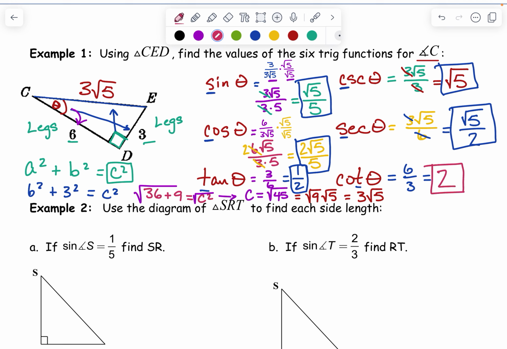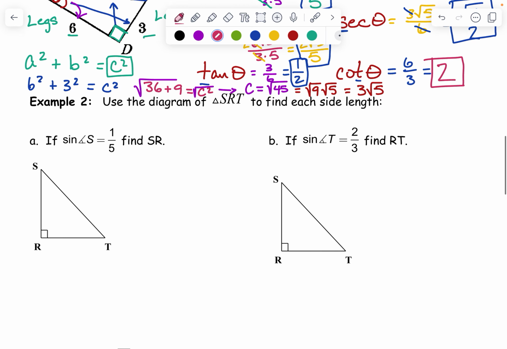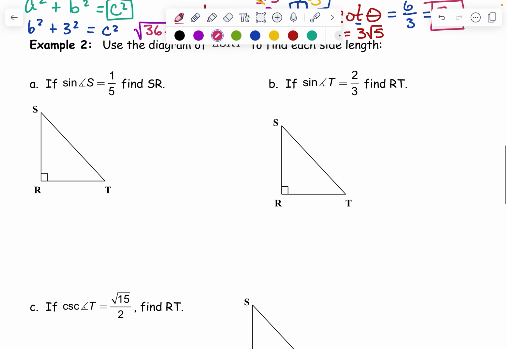All right, now for example 2, I'm not going to work all of these. I'm just going to do 1. I'm going to leave the rest to you. Then I'm going to work example 3 and be done. So we're almost there. Stick with me just a couple more minutes.